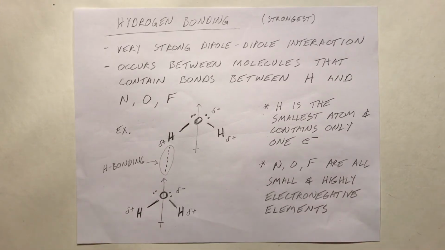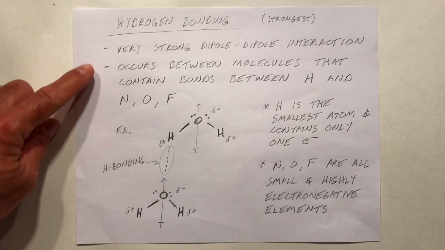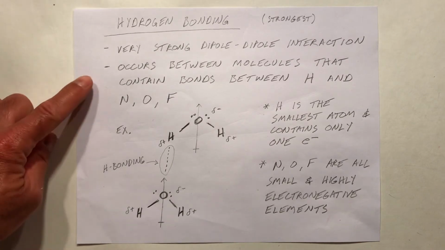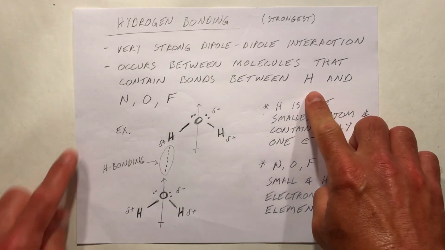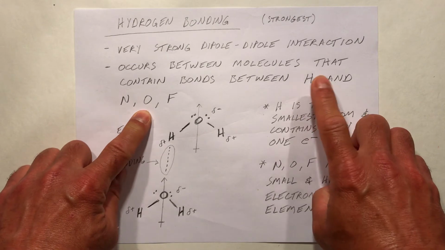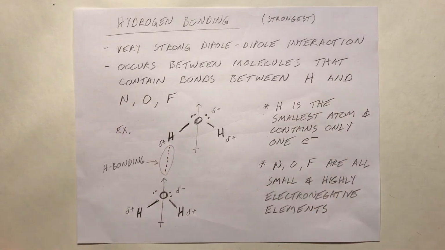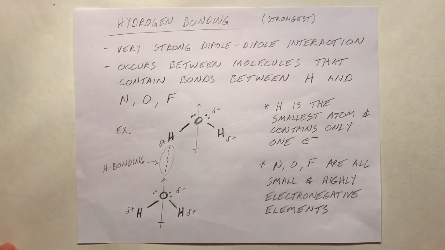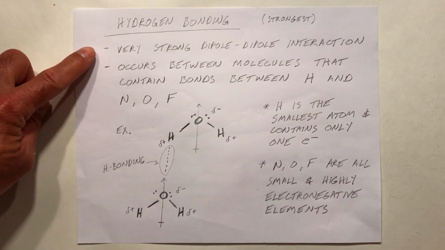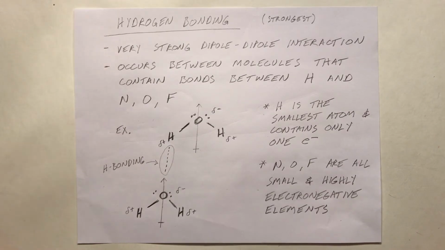This is the strongest of the intermolecular forces. It's really just very strong dipole-dipole interaction. Now, this occurs between molecules that contain bonds, very specifically between hydrogen and nitrogen, or hydrogen and oxygen, or hydrogen and fluorine. This type of intermolecular force is so strong that we don't really consider it to be dipole-dipole interaction anymore. We put it in a category by itself and we call it hydrogen bonding.